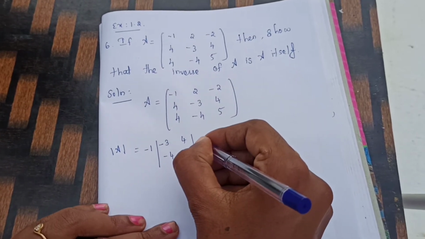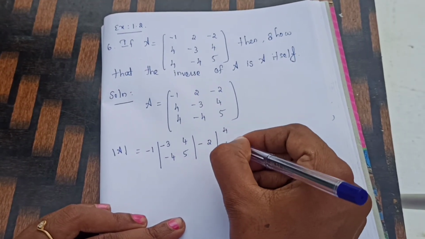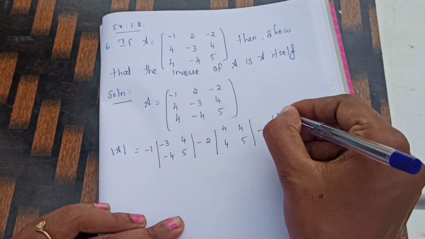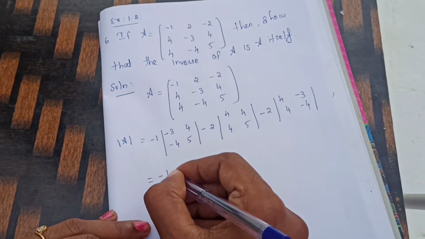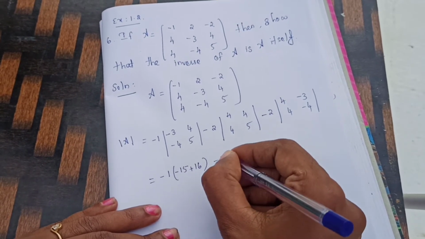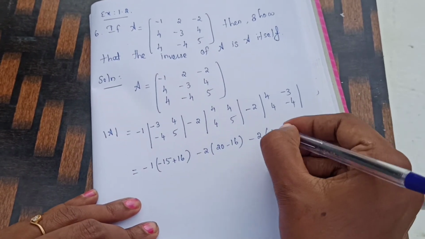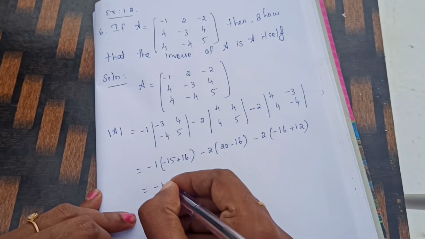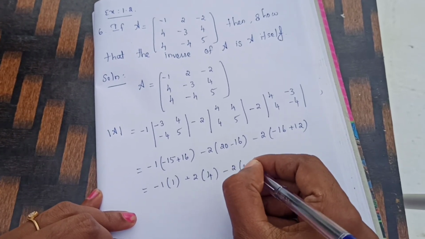The next term, minus 2 into this, and this row and column go, so what's the balance? 4, 4, 4, 5. Then the next one is minus 2, this and this go, 4, minus 3, 4, minus 4. That is equal to minus 1 into minus 15 minus of minus, plus 16. Then minus 2 into 20 minus 16. Then minus 2 into minus 16 plus 12, which equals minus 1 into plus 1 minus 2 into 4 minus 2 into minus 4.